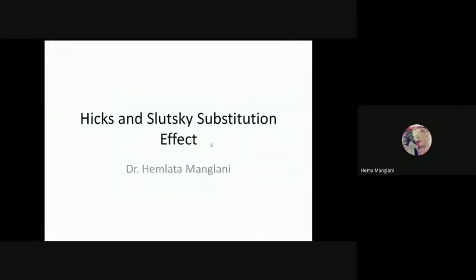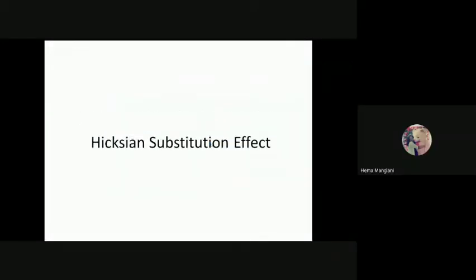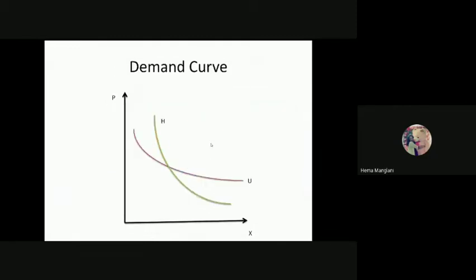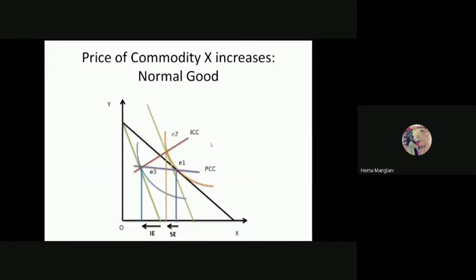So that is just a brief recap. We have done this Hicksian substitution effect, where the price of commodity X declines for the normal good. And then we discussed the demand curve of Hicksian and also the uncompensated. Then we discussed the price of commodity X increasing for the normal good.